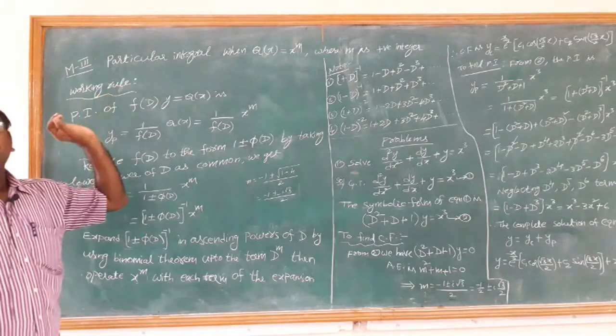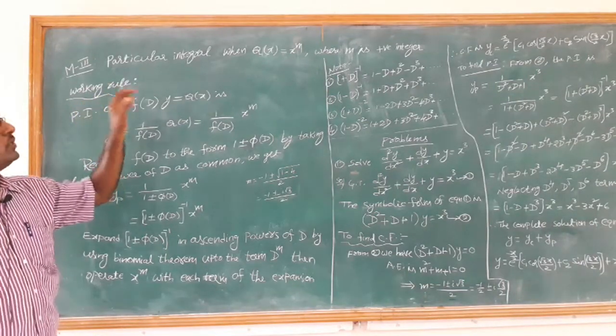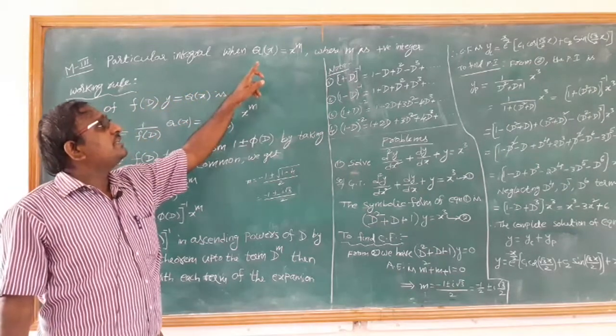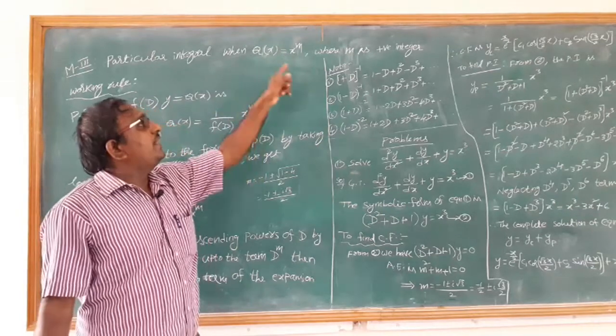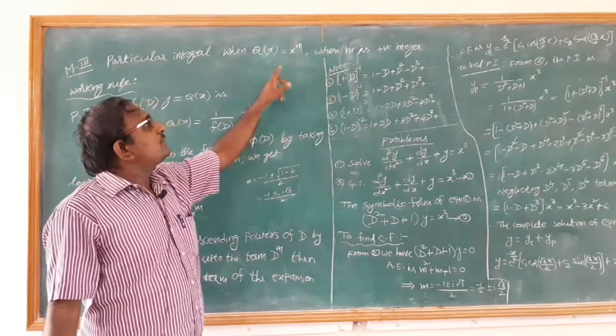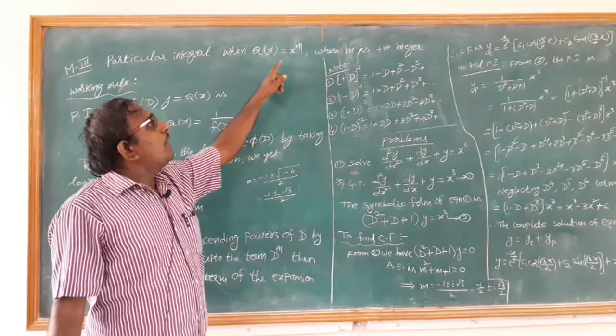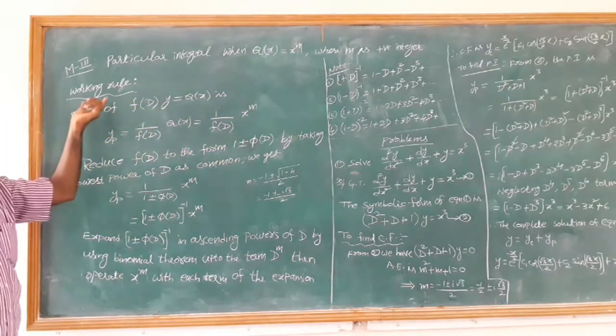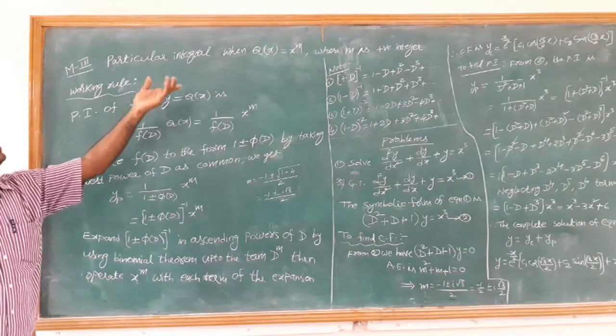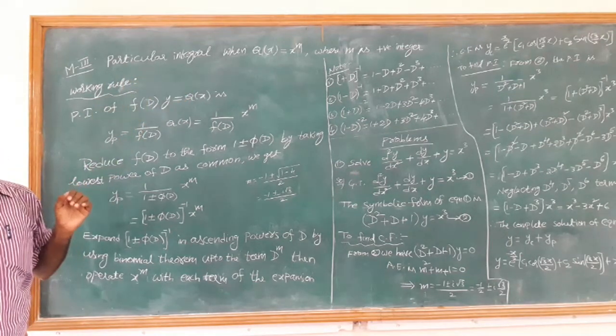Today I am going to discuss how to find the particular integral when the RHS of a linear differential equation is x power m, where m is a positive integer. X power m is nothing but a polynomial function in x. Now, what is the working rule to find the particular integral when Q of x is x power m?